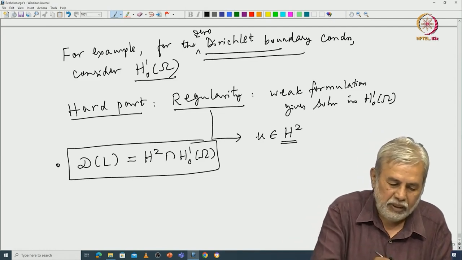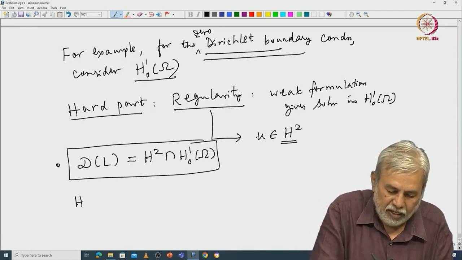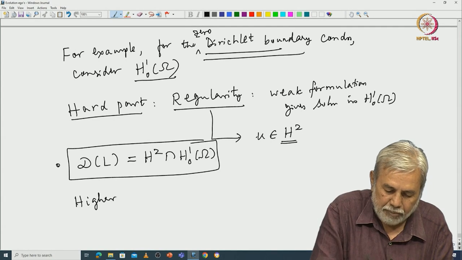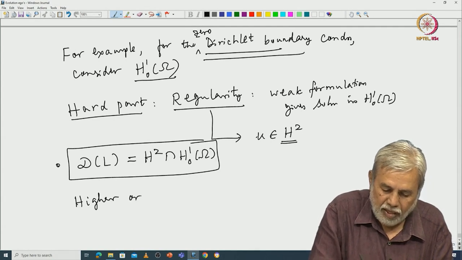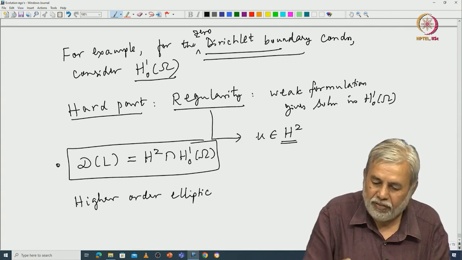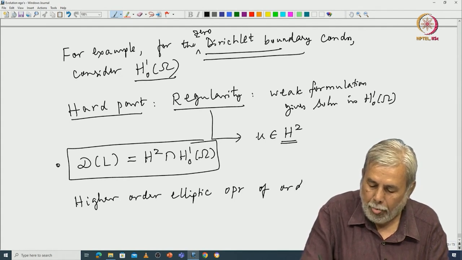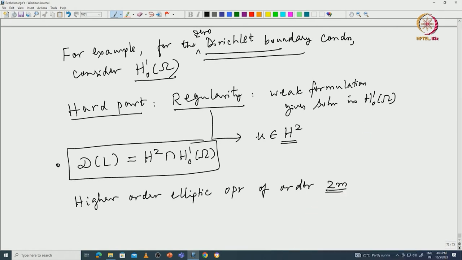Okay. So, but more serious part, of course, this you can also do for higher order elliptic operators. And by the by, an elliptic operator with real coefficients has to be of even order, okay, that elliptic operators of order 2m. So, they are always even order. So, Laplacian is just order 2 and biLaplacian is order 4, etcetera.